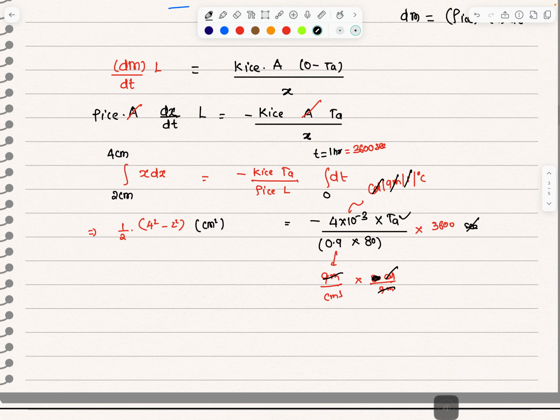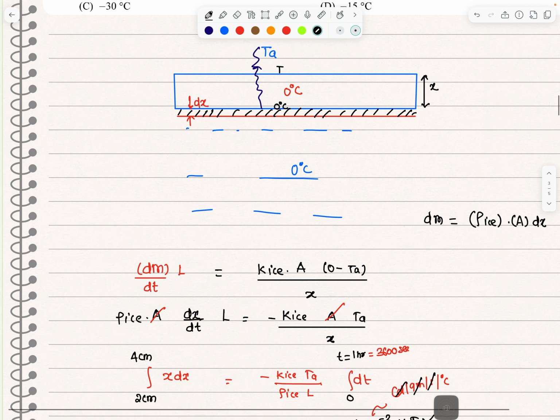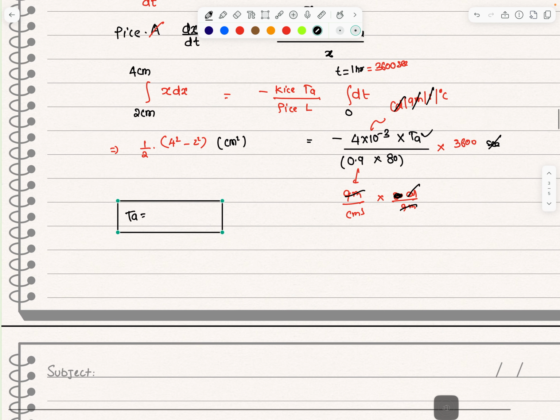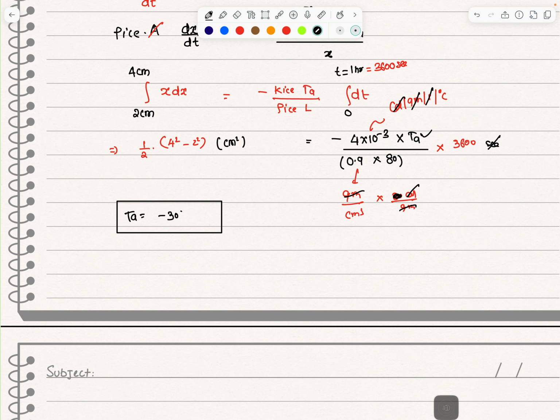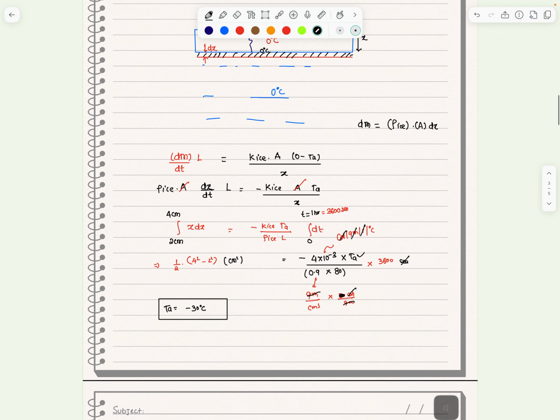If you solve this part, this temperature will directly come in degree centigrade. If you solve it, the value comes out to be minus 30 degrees centigrade. That arithmetic part I am not doing. You can check the dimension part again. Okay, thank you very much.